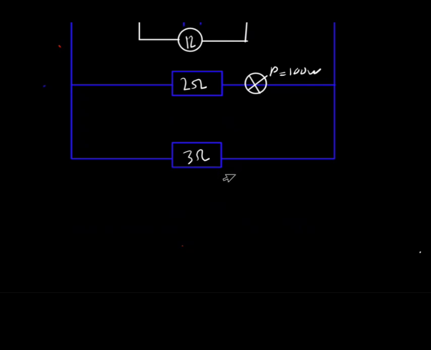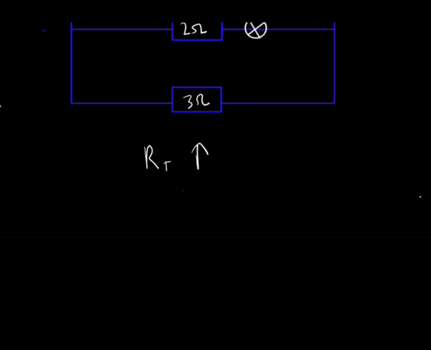You have to check what happens to the total resistance. So here, if I remove the resistance in parallel, the total resistance increases. So you always start by resistance. So you tell them RT increases. After you have told them the total resistance increases, what happens to current? Remember, I is equal to V over R, therefore current and resistance are inversely proportional.